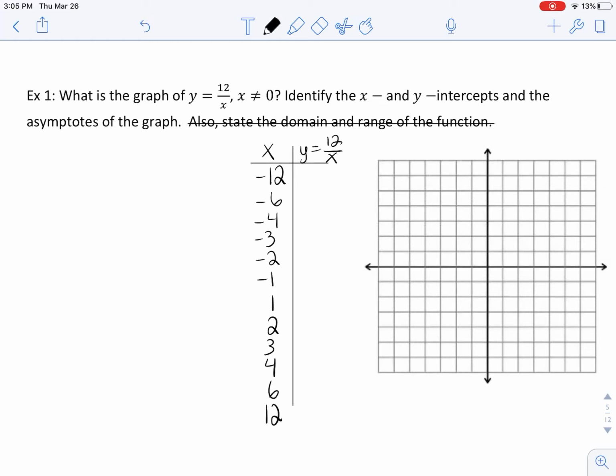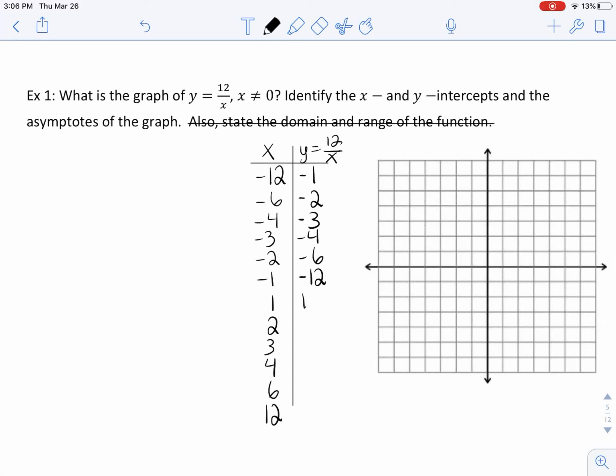I'm going to take each of those x values and divide it into 12. So 12 divided by -12, my y value would be -1. 12 divided by -6, we get -2. 12 divided by -4 is -3. 12 divided by -3 is -4. 12 divided by negative 2 is negative 6. 12 divided by negative 1 is negative 12.